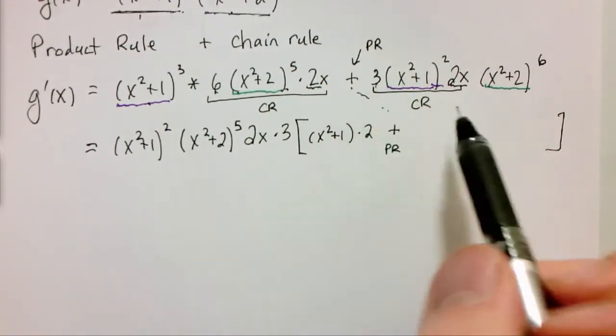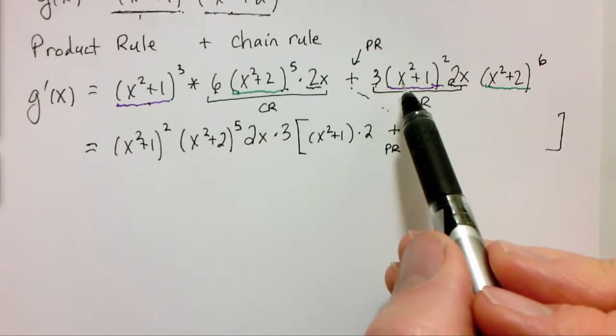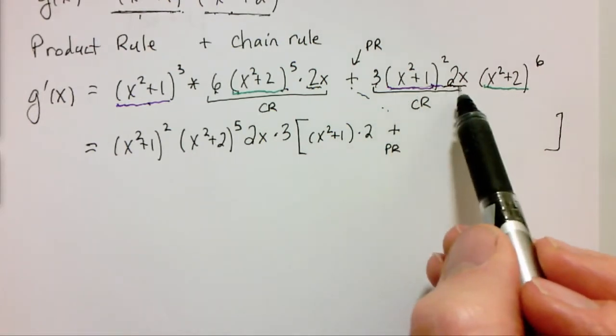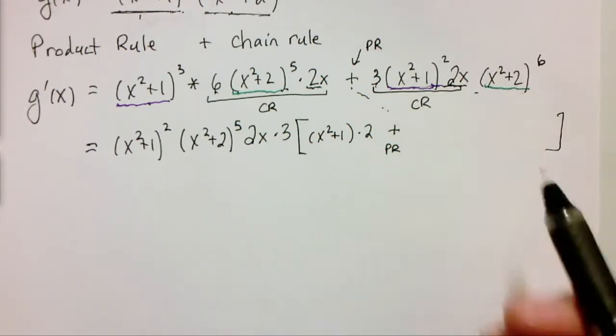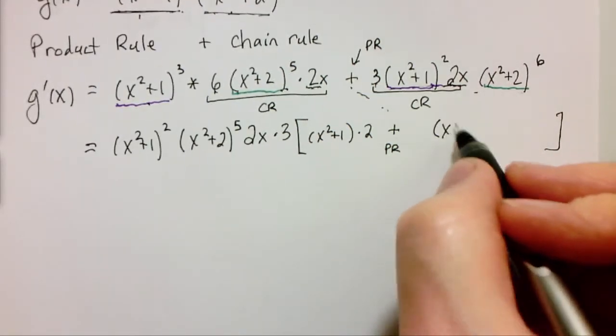Took out the 3. Took out 2x squared plus 1, so this is out. We took out the 2x. We took out 5x squared plus 2, so now we still have 1 remaining.